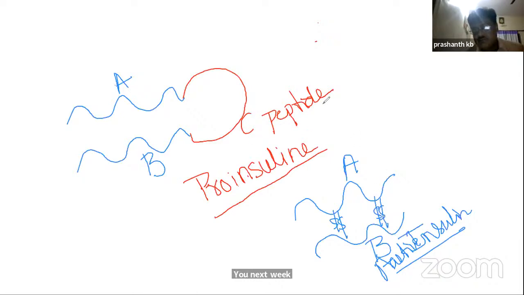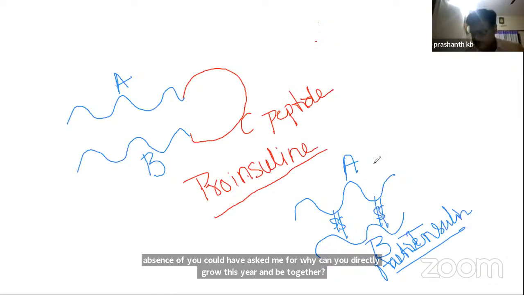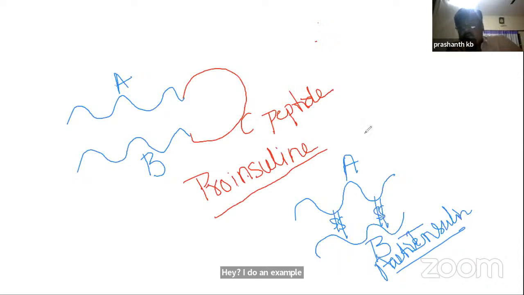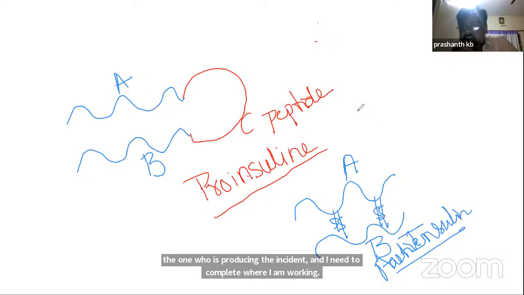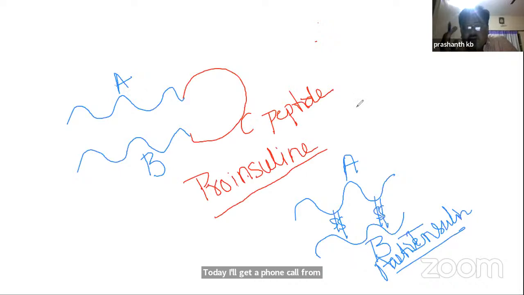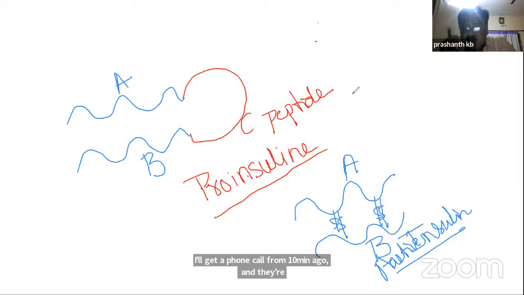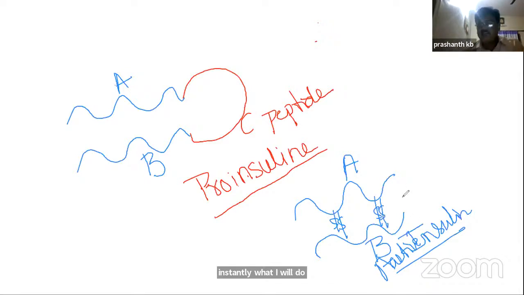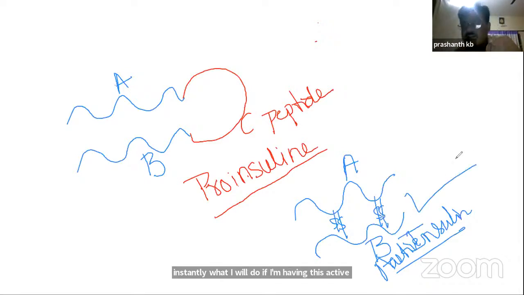You could ask me, sir, why can't we directly grow this A and B together? Okay, I'll give an example. I am producing insulin at the Eli Lilly company where I am working. Today I get a phone call from 10 medical stores asking me to send about 1 lakh vials of insulin. If I have active insulin, I'll immediately pack it and dispatch the 1 lakh vials today only. By tomorrow, it will reach the medical stores.